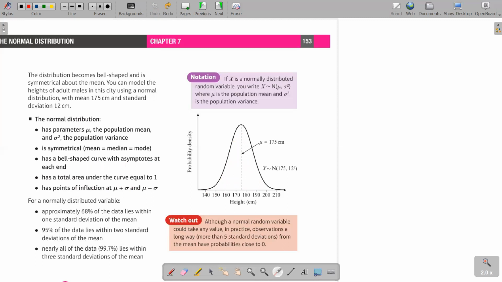And then they say it has points of inflection at mu plus sigma and mu minus sigma. Points of inflection are where the curve changes, the gradient kind of becomes 0, right? These points over here are at mu plus sigma and mu minus sigma. Okay, and then let's move on. There are some important things you need to know here. For a normally distributed variable, they say approximately 68% of the data lies within one standard deviation of the mean. So what does this mean?